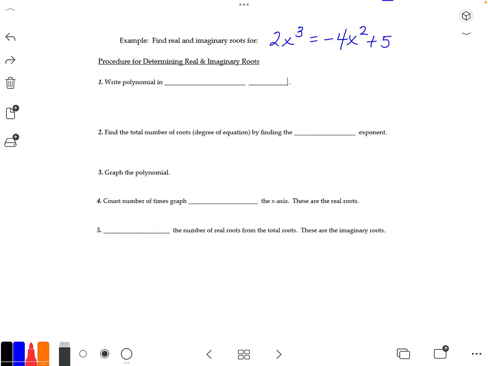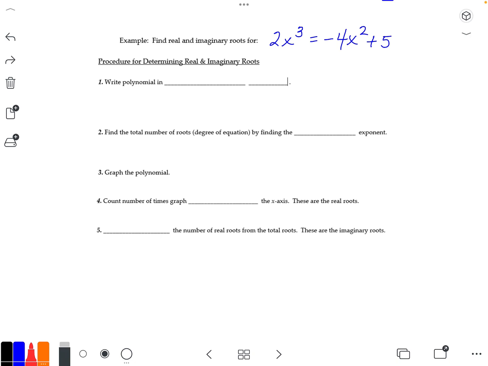Okay, so here's an example. I want to find the real and imaginary roots for 2x cubed equals negative 4x squared plus 5. All right, so here's my procedure for determining my roots. And in this case, we're only going to determine the number of the roots. We're not going to actually figure out what the roots actually are. When we were working with quadratics and used the quadratic formula, we actually figured out what the roots are. In this topic, we're only figuring out how many of each particular root we have. We're not actually calculating what they are.